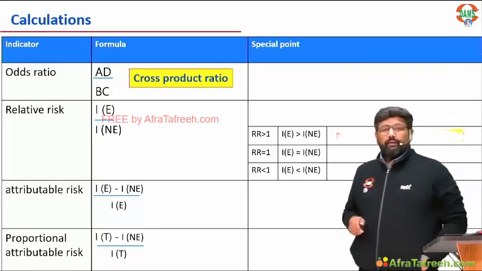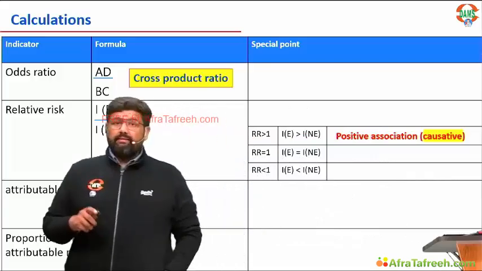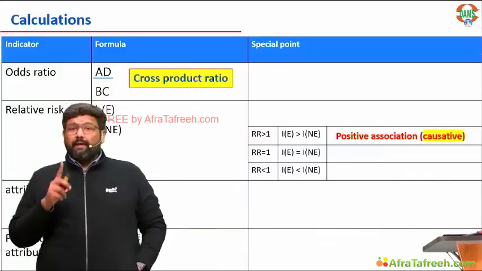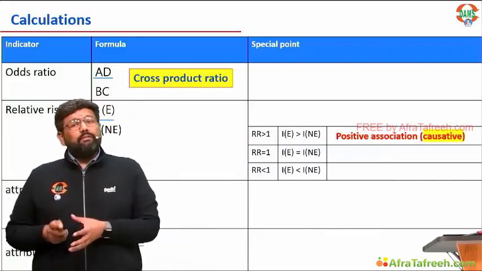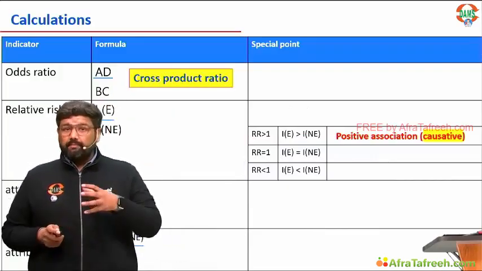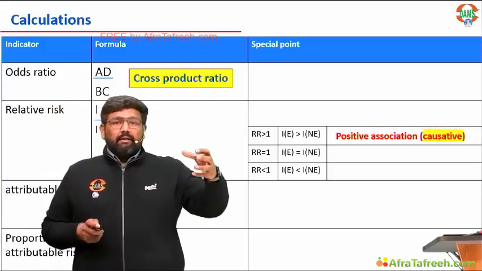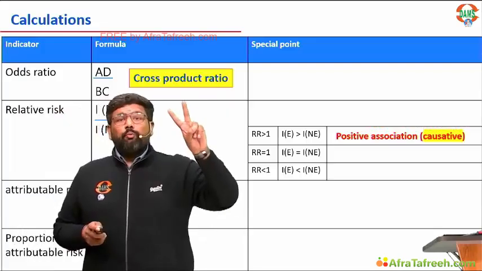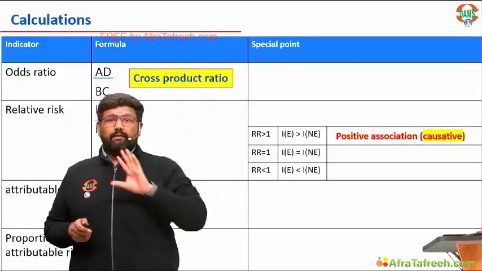Relative risk is incidence among exposed divided by incidence among non-exposed. If relative risk is more than 1, it means there is a positive association. Smoking and lung cancer, the relative risk is 2. More than 1, right? More than 1 means positive association.